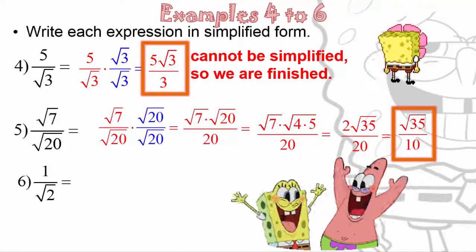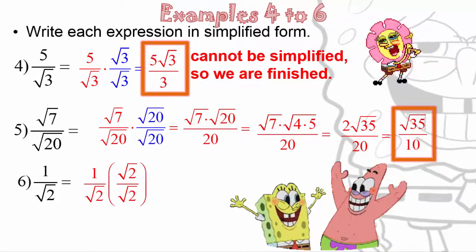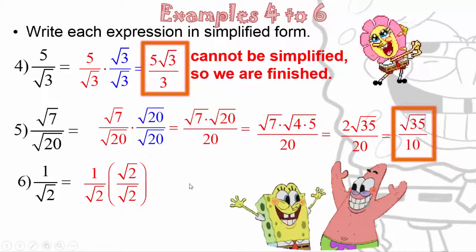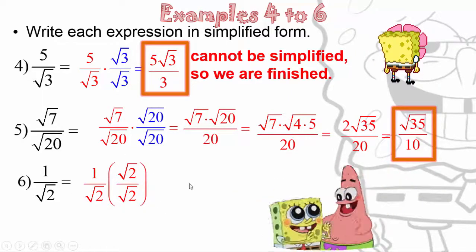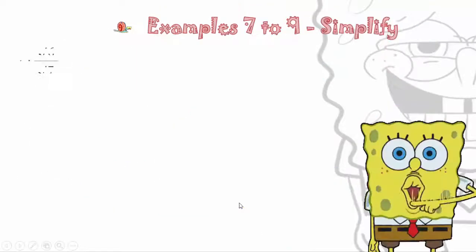Reviewing what we did on the whiteboard, in example number 6, we rationalized the denominator. Since it's square root of 2 on the bottom, we did square root of 2 over square root of 2 to rationalize it. And we ended up getting square root of 2 over 2. In example number 7, we have square root of 6 over square root of 7. So let us go over to the whiteboard and work this one out.